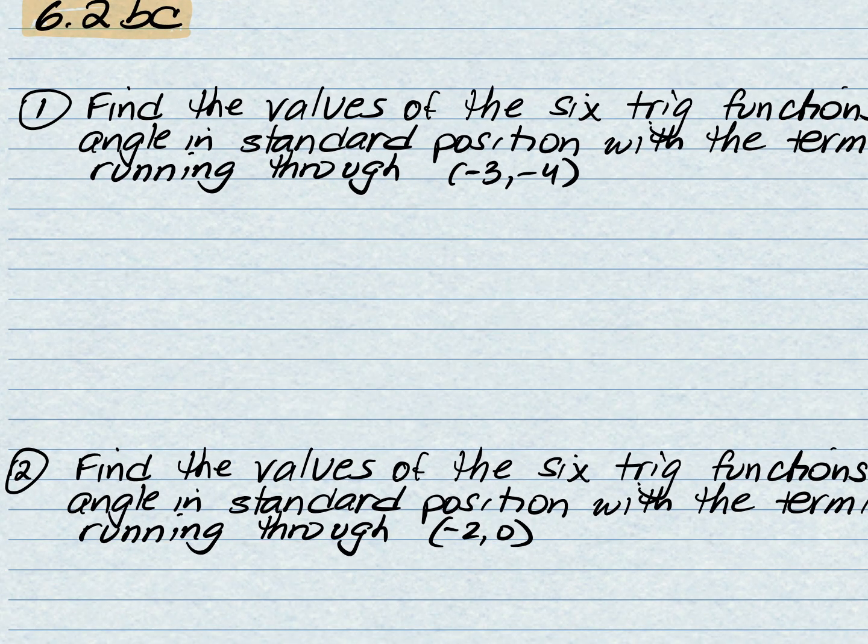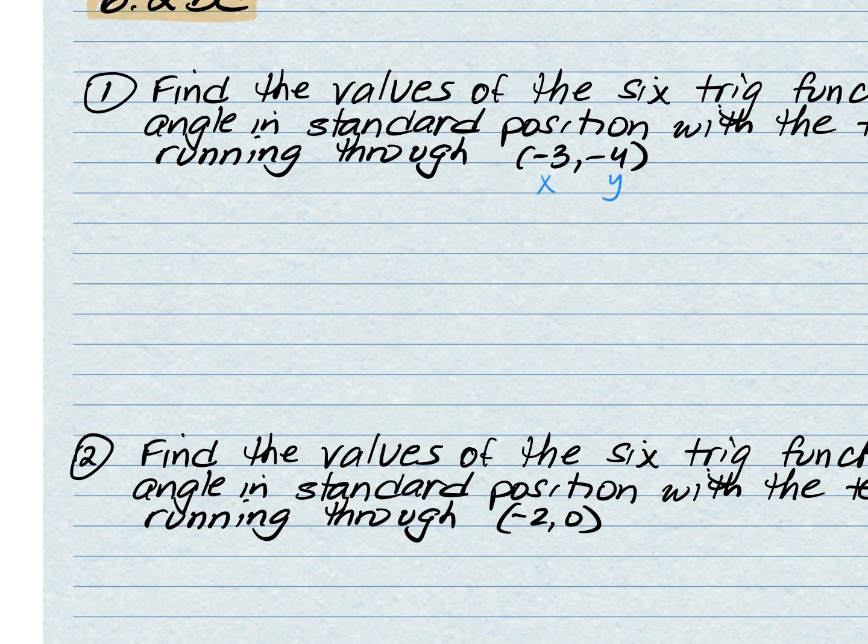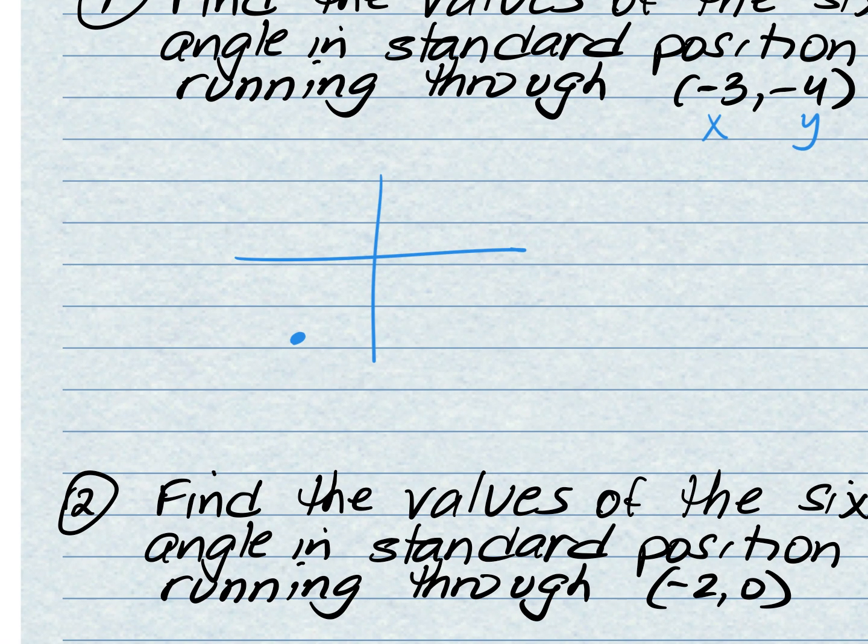If our point is at -3, -4, I'm going to label that as x and y, and label that on the coordinate plane accordingly. -3, -4 is going to be somewhere right here. So that's going to make our x value -3, somewhere right there, and our y value -4. With that information, we can find the hypotenuse of this triangle. We call that r in this case.